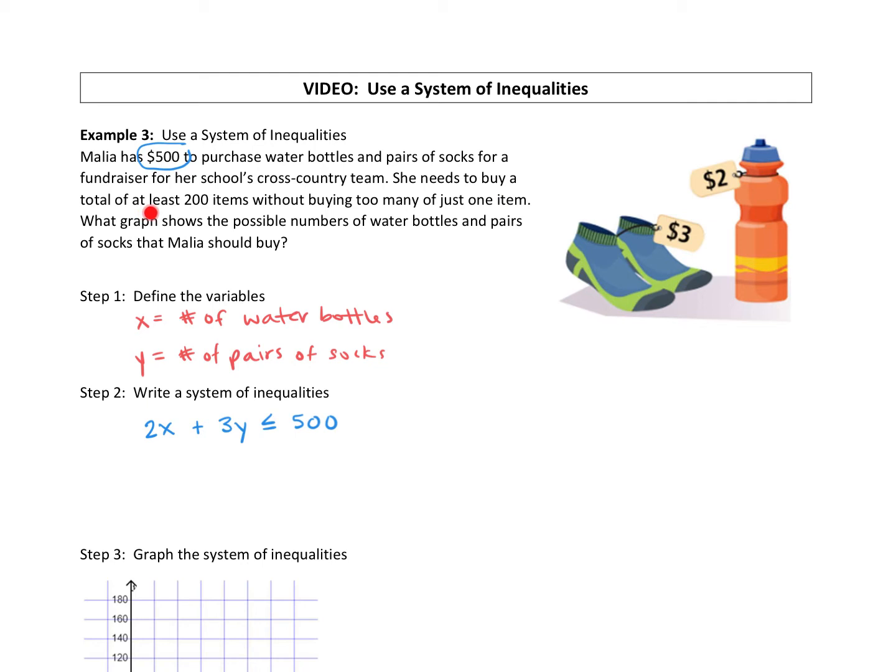She needs to buy a total of at least 200 items. So if you take her number of water bottles plus her number of pairs of socks, that gives us the total number of items that she's buying. And she has to buy at least 200 items. That gets tricky. When we see at least, a lot of students want to say less than because they see the word least. But at least means that that's actually the least amount you can buy. She can buy 200 or more. So our inequality has to be greater than or equal to 200. So we just want to be careful with the wording and make sure we end up with the correct inequality.